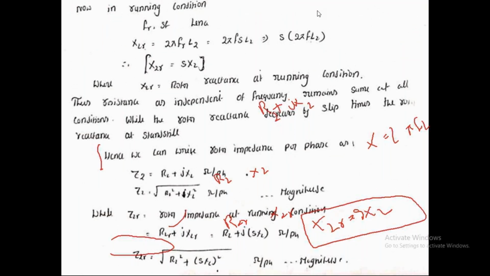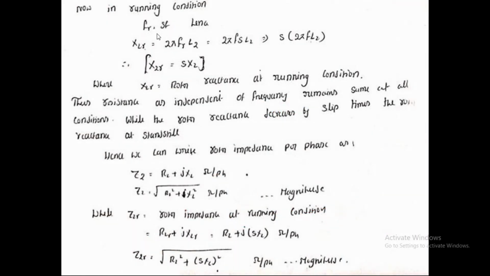Right. So from this equation, we already know FR is equal to SF. Here, X2 is equal to 2 pi F L2. This is the starting reactance value, the starting condition. So in the starting condition, S is equal to 1 and F is equal to FR.